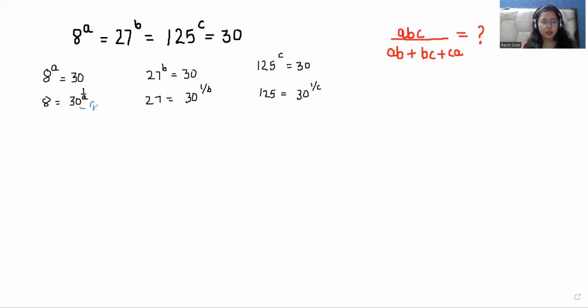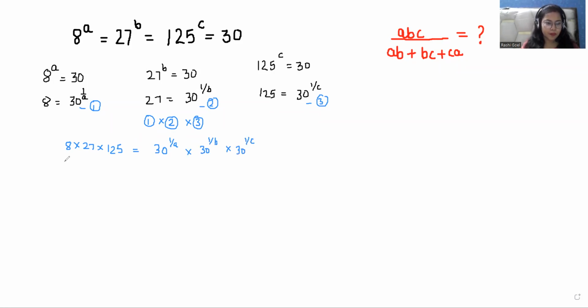Now I consider this as equation number 1, this as 2, and this one as equation number 3. Now I'm going to multiply the 3 equations with themselves: first multiply second, multiply third. So the LHS is 8 multiply 27 multiply 125 is equal to 30 power 1 by a multiply 30 power 1 by b multiply 30 power 1 by c.